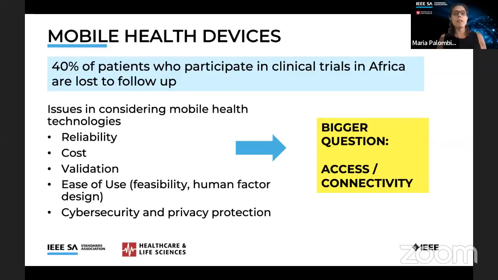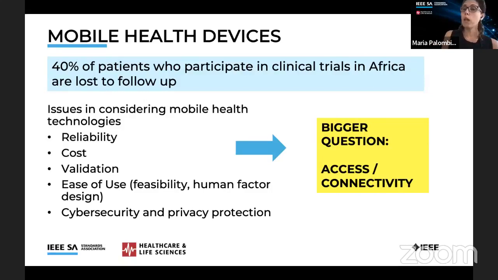So mobile health devices, we're seeing that 40% of patients, right, I just mentioned, who participate in clinical trials are lost to follow-up, right? And this is a big challenge. This is where your trial can end absolutely fast. So the use of these RPMs, remote patient monitoring devices, really starts moving us towards the ability to better track the patient and the adherence, but they come with their own challenges. And this is a lot of the work in standards that we're doing.